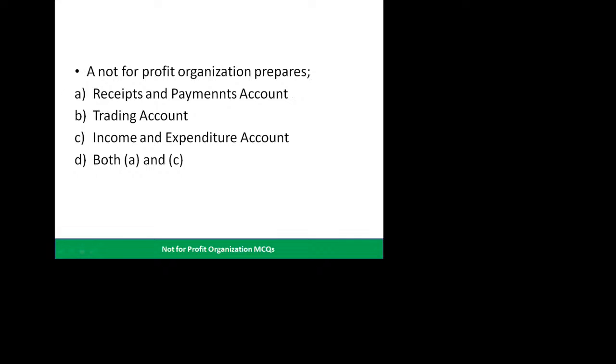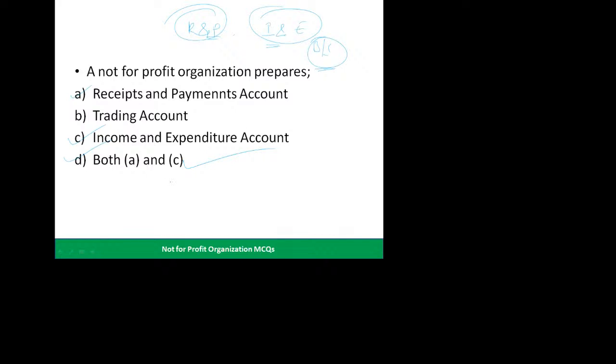Trading concerns generally prepare trading account, profit and loss account and balance sheet as part of their final accounts. But a not-for-profit organization prepares receipts and payments account, income and expenditure account and balance sheet. It prepares all three things. So here it prepares the receipts and payments account and income and expenditure account, both A and C. Option D is the right answer.